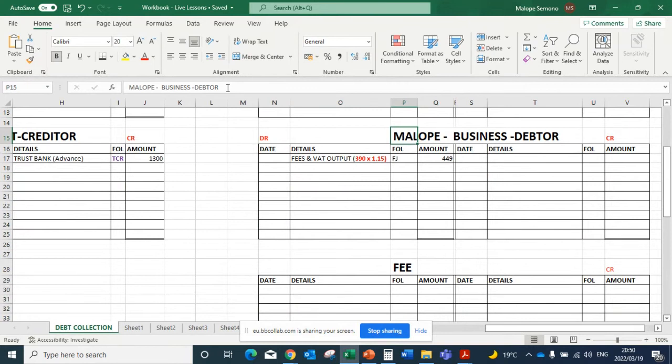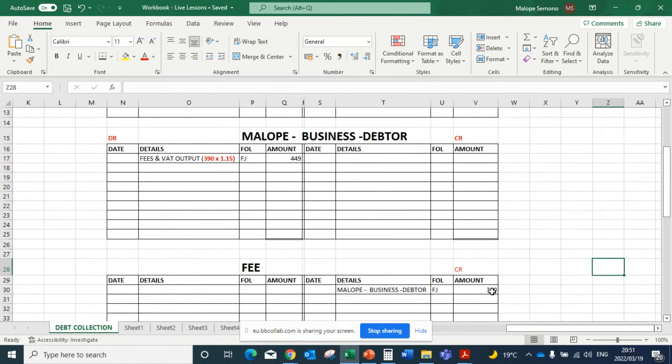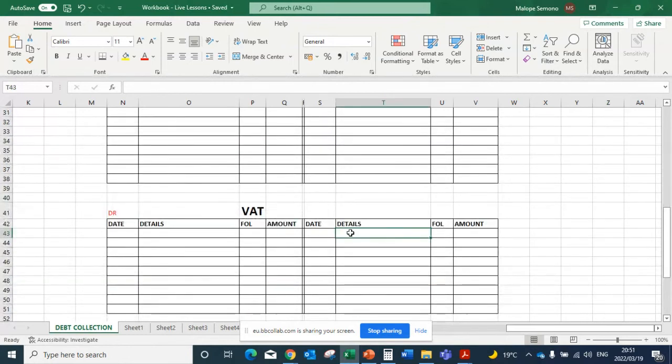And I'm going to say Malope. I took the information from Malope. Can you see now? I'm going to put it like that. And then remember the fees, FJ. And then remember the amount of the fees is only 390. It needs to exclude VAT. Can you see? The fees must always exclude VAT at the end of the list. That's why I put it like that. At the same time, I must not forget VAT output. The same thing must be done under VAT output.